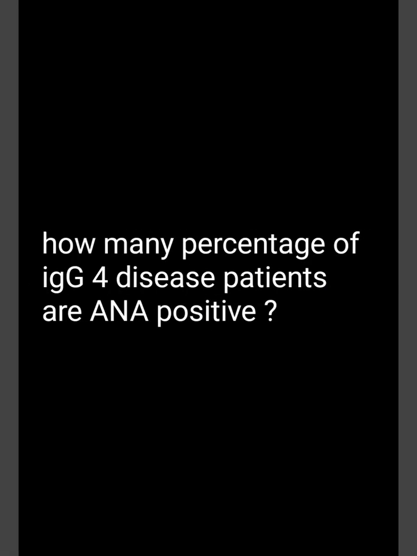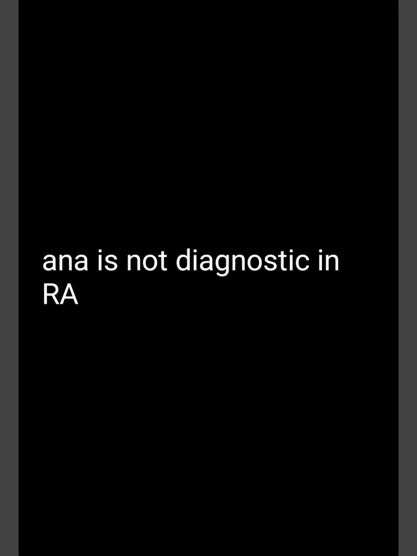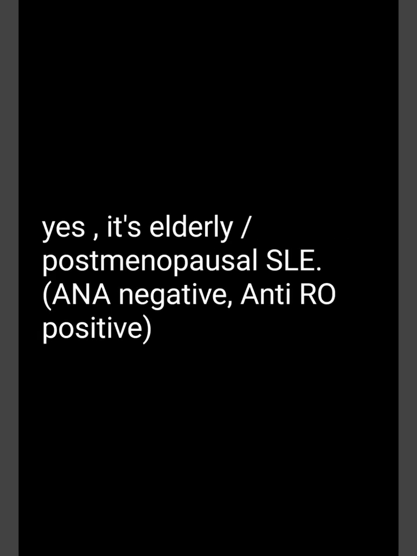What percentage of IgG4 disease patients are ANA positive? 50%. What percentage of RA patients are ANA positive? ANA is not diagnostic in RA. Can a patient still have SLE if they are ANA negative? Yes, it's elderly postmenopausal SLE: ANA negative, anti-Ro positive.